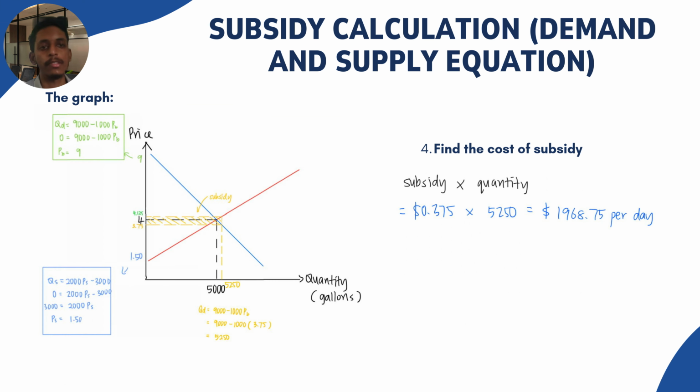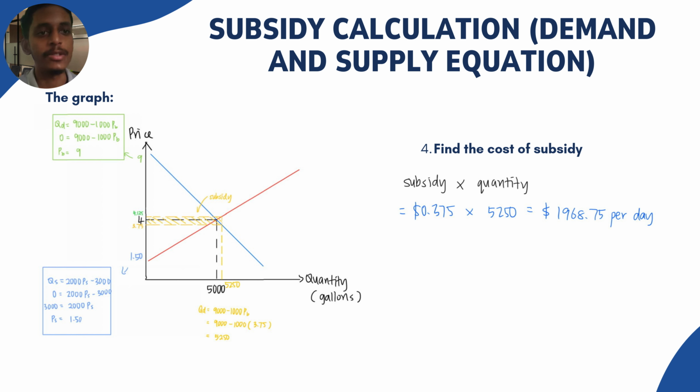In the last slide, we look at the intersections of the blue and red lines. First, the original equilibrium. Before the subsidy, the market was stable at a price of $4 and a quantity of 5,000 gallons. The subsidy creates a vertical gap between the curves. Notice the vertical dashed line at the new quantity of 5,250.